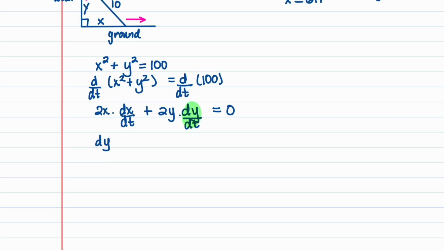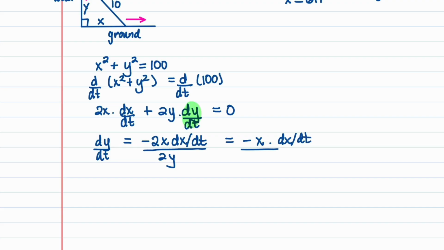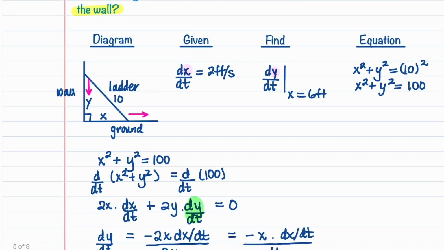dy/dt is going to be minus 2x dx/dt, all divided by 2y. So this is minus x times dx/dt, all divided by y. Let's go back up here to the top.